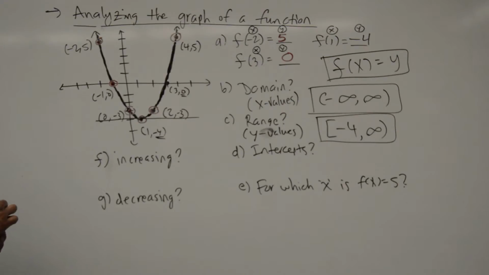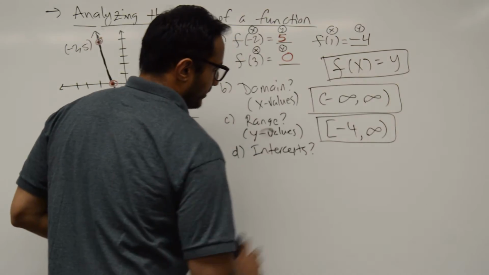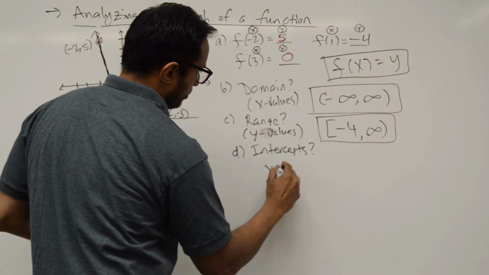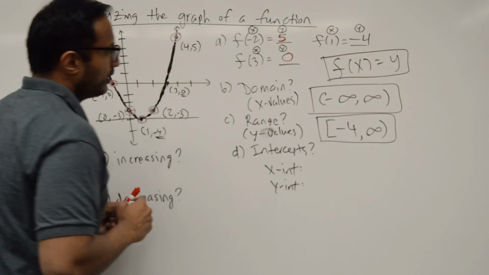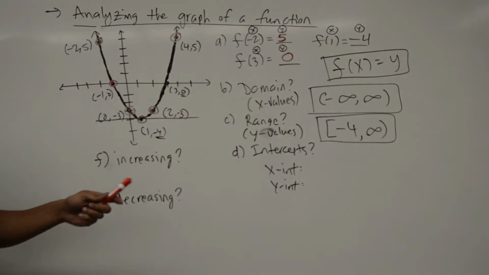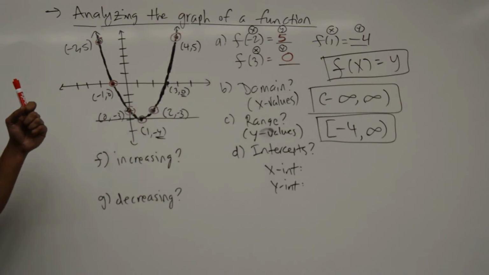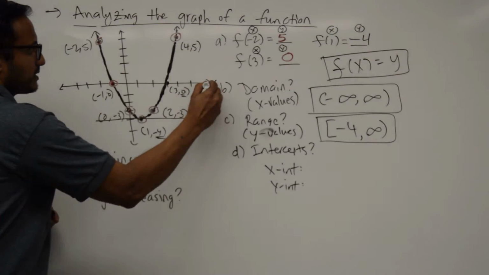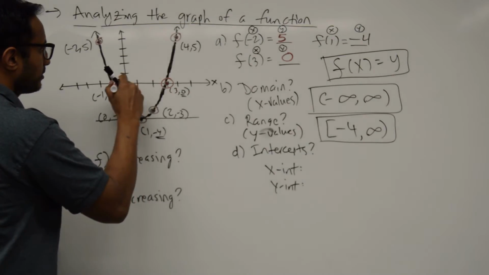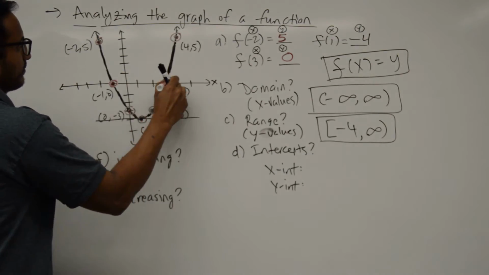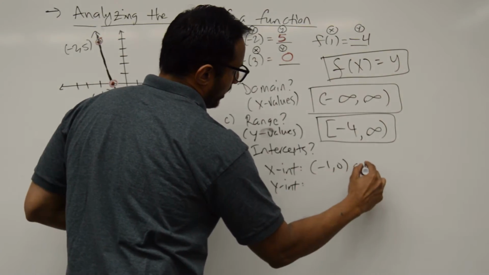Okay, intercepts. For the intercepts, we want to list the x-intercepts and the y-intercepts. So let's make two different categories. The x-intercepts and the y-intercepts. So remember that the x-intercepts are the points where this graph is going to cross the x-axis. So the x-intercepts, well, this is your x-axis, and the graph crosses the x-axis at 2 points, here and here. So our x-intercepts are going to be (-1, 0) and (3, 0).